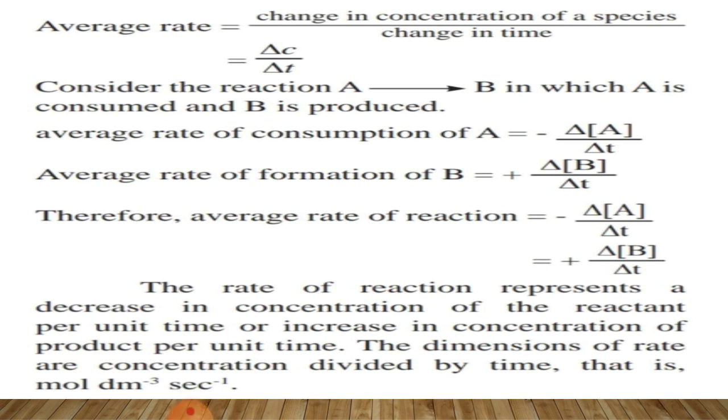The average rate of a reaction describes the change in concentration of a species, that is a reactant or product, over the time interval in which the change occurs. The average rate formula is the change in concentration of a species, either the reactant or the product, divided by the change in time, that is delta C upon delta T.